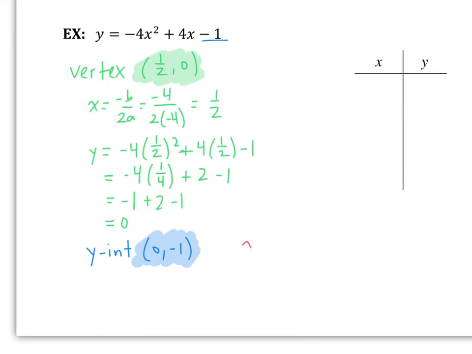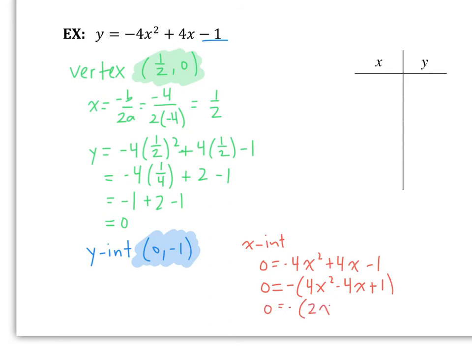So I'll do it over here. Our x-intercept, we would set our equation equal to 0, and we would go through and solve that. So I'm going to factor out that -1, and we're going to have 4x squared minus 4x plus 1, and this just so happens to factor as (2x minus 1) squared. So we end up with x equaling 1/2, right? There is only one x-intercept, which makes sense. Okay, so yes, we have the same thing.